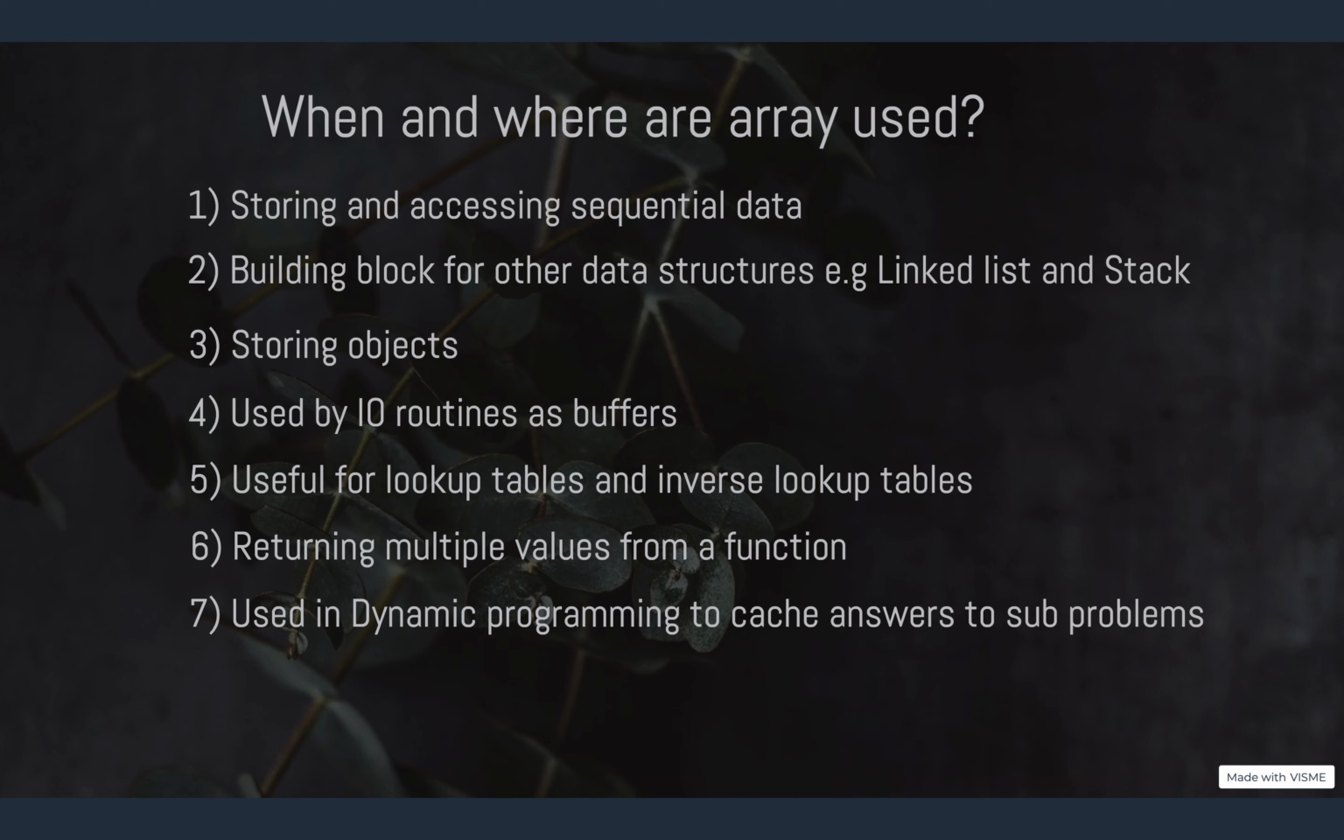So the seventh usage of an array, according to this slide, is a bit advanced, right? But an array is still used in that sense. An array is used in dynamic programming to cache answers to solve problems. Dynamic programming is a technique where you break a large problem into subproblems, right? So you can use an array to cache the answers to those subproblems. An example of this kind of problem would be the knapsack problem or the coin change problem.